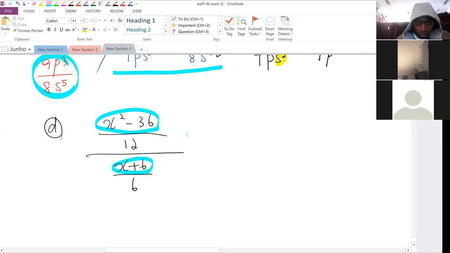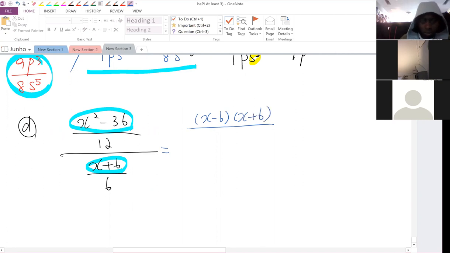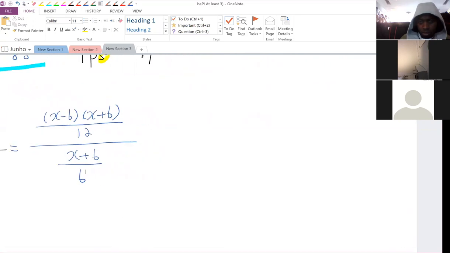Okay, so the top one. If you're factoring, then what do you get? X minus 6, parentheses x plus 6. Exactly, okay. So this factoring property is really important, you will keep on seeing that. And over 12, over, what's the factoring of x plus 6? X plus 6, because it is a prime factor, so x plus 6 over 6. Now you can find the LCD between the two denominators. What is the LCD?